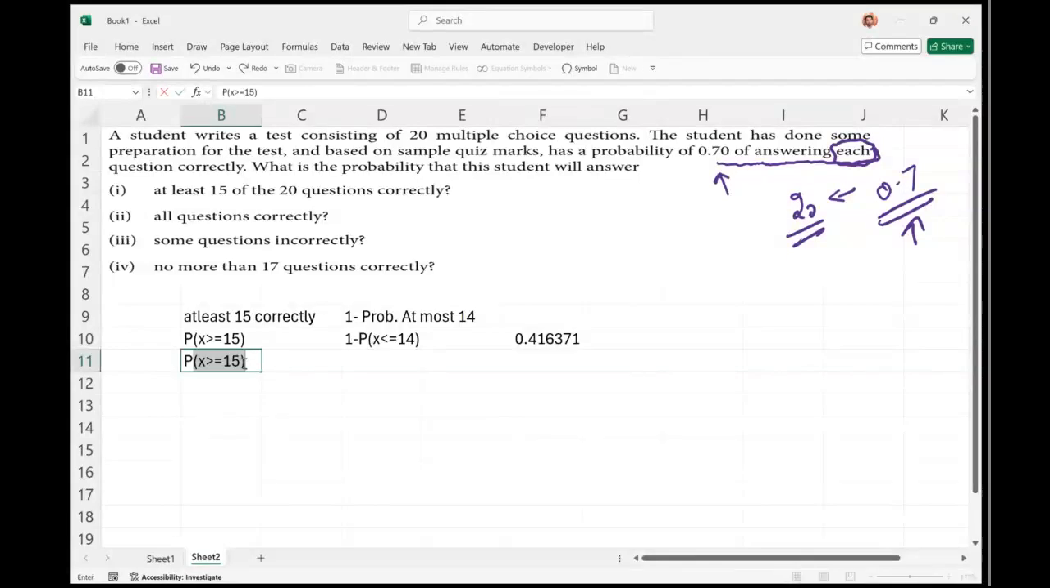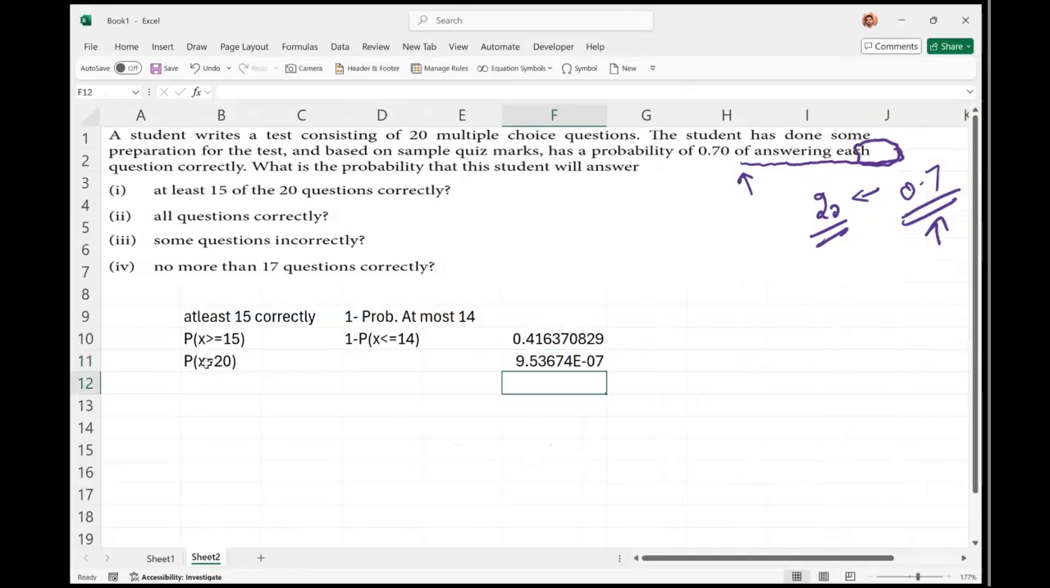And all the questions correctly means P of X equal to 20. Now for that one, equal to binom dot test, the number is 20, comma, number of trials is 20, comma, probability is 0.5, comma, cumulative. In this case I'll use false here because this is an equal to. Whenever there is an equal to, we will always go for false. So exactly 20 correct, that's what I did. It should be 0.7, and that's the number we're going to get.